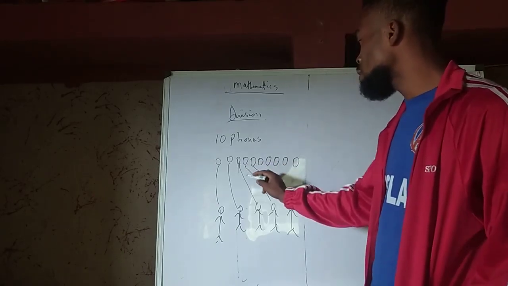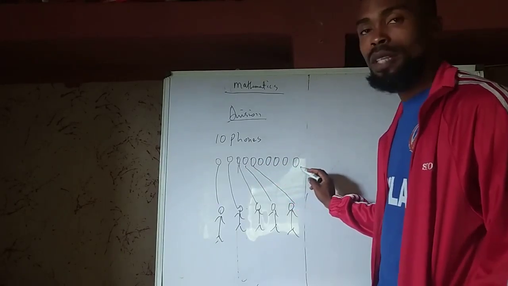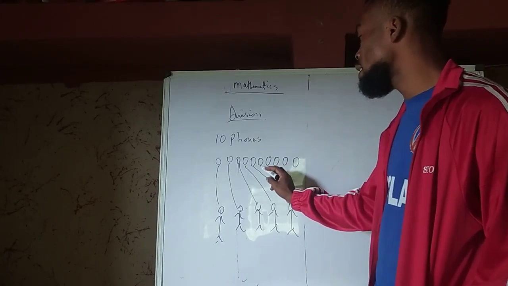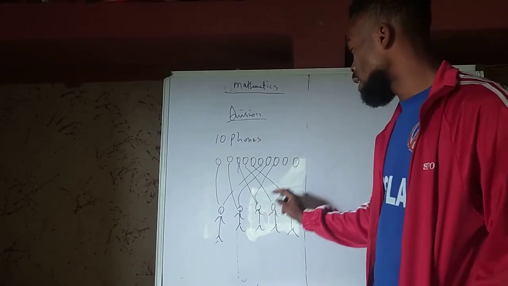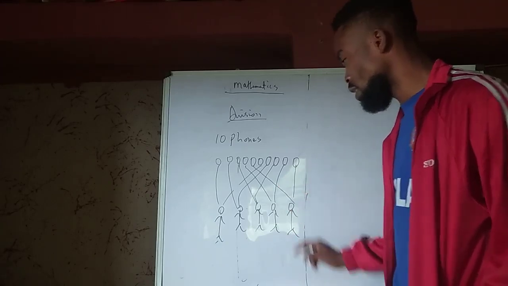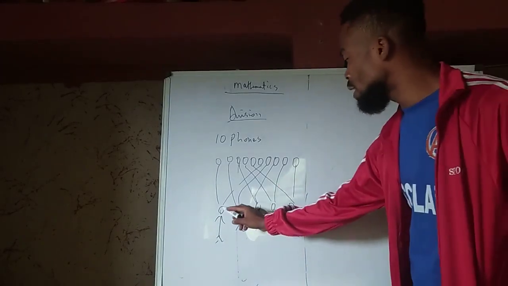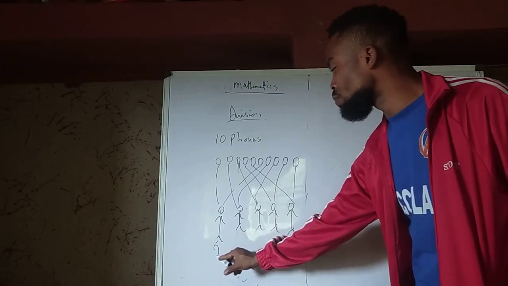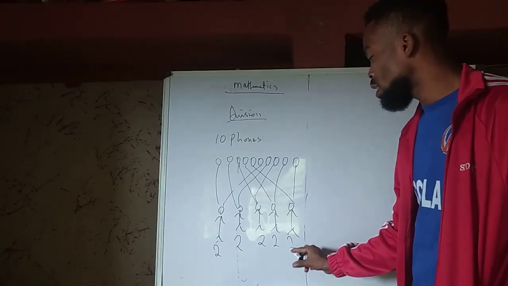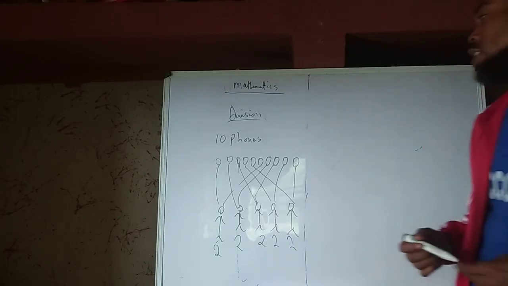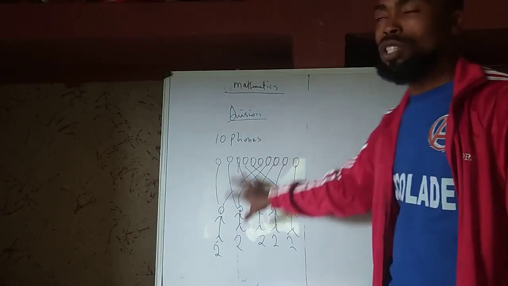But of the 10 phones, we still have 5 left, right? So I'll go over again. I'll give this guy another, and this guy another, and this guy another. So how many do they have now? Each of them has 2 mobile phones. So that is simply what division does for us.